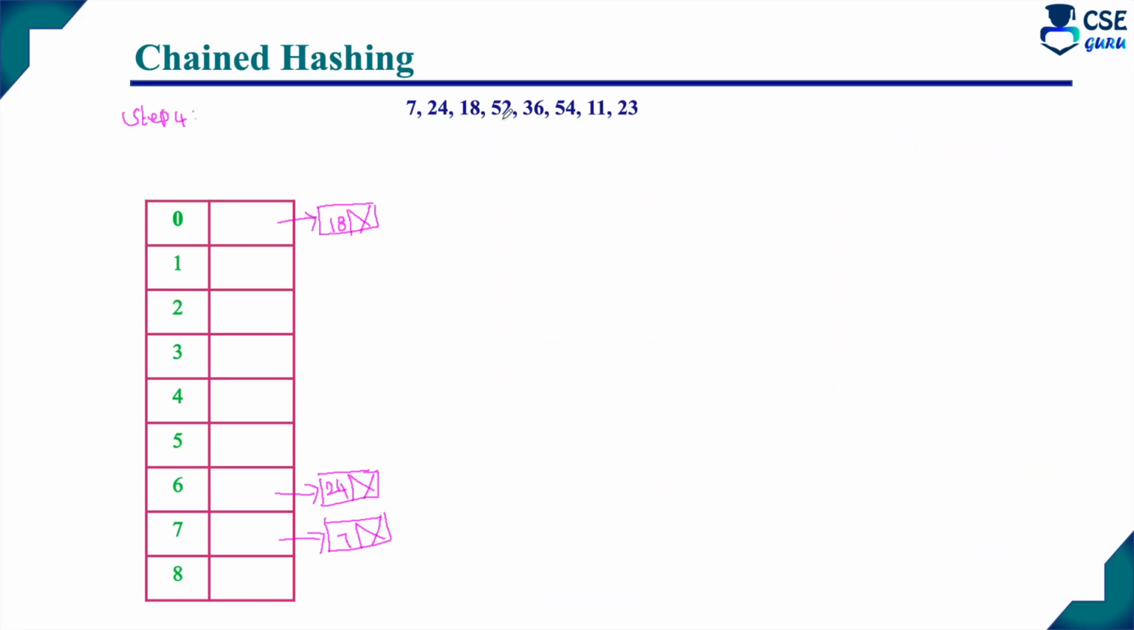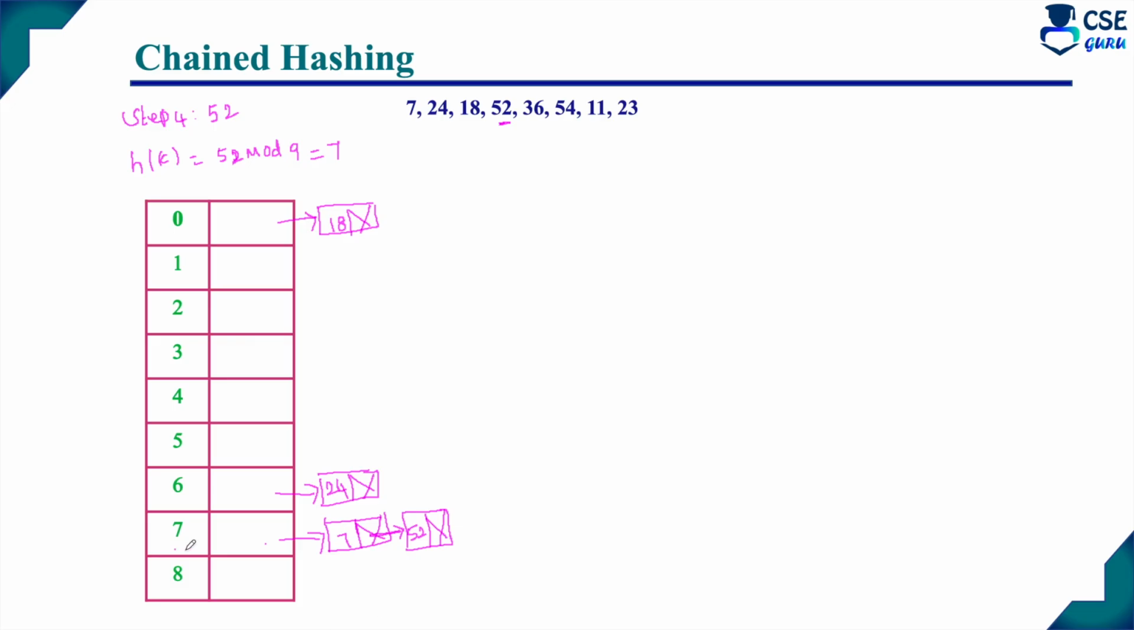Next, step 4, consider the fourth element. It is 52. H of k is equal to 52 mod 9. So here you will get 7. So in the 7th memory location, one more element you want to insert. In that case, what we can do is just create a linked list and add that element. Element is 52.